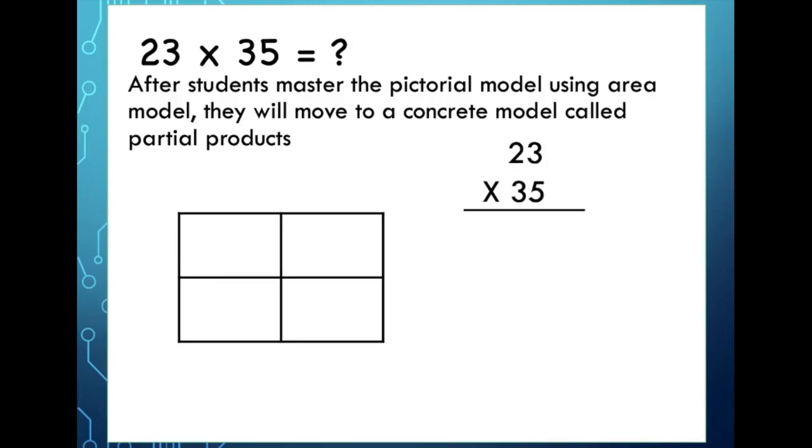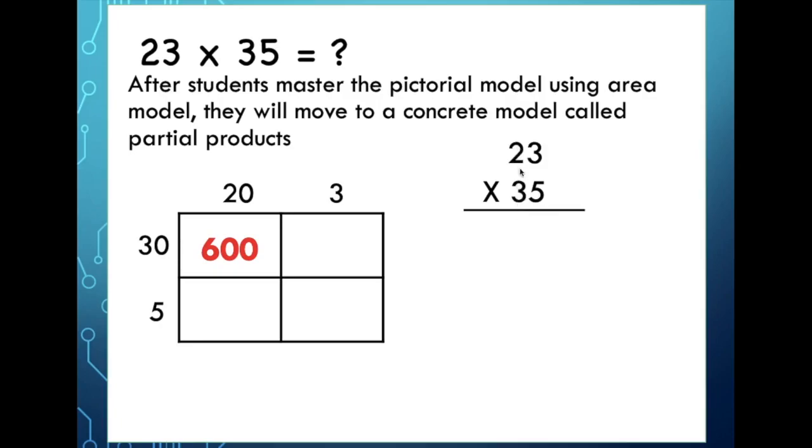After students master the pictorial model or the area model, they will move to a concrete model called partial products. These two methods are very similar, so let's compare the two. On the left, we have the area model. Let's begin by multiplying 30 times 20, which is 600. Now let's move over to the partial products and let's try to find those numbers.